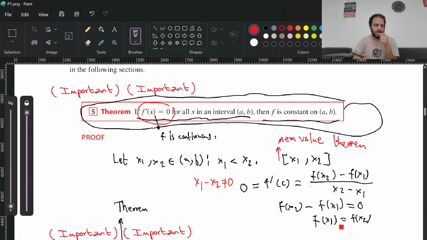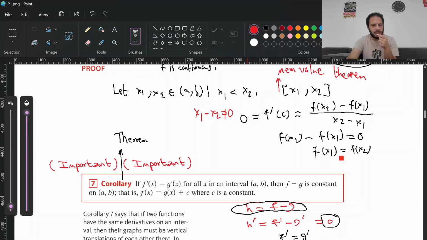And here you assumed x1, x2 arbitrary. So for any 2 points, the image is equal. This means the function is constant, right? Here is the proof. You don't need to study the proof. You need just to understand the theorem, okay? That if the derivative is 0 for all x in an open interval, then the function is constant on the open interval, okay?